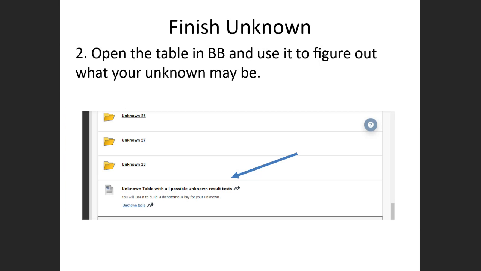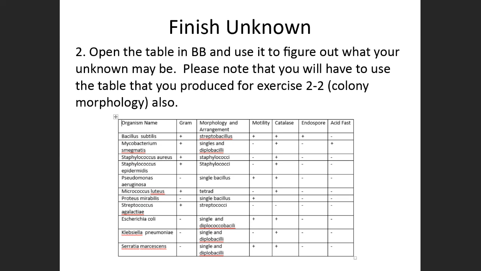After you have read your results, you're going to scroll down. There's a couple of documents that you're going to have to look at. The first one is labeled Unknown Table with all possible unknown result tests. And when you open it, it looks something like this.